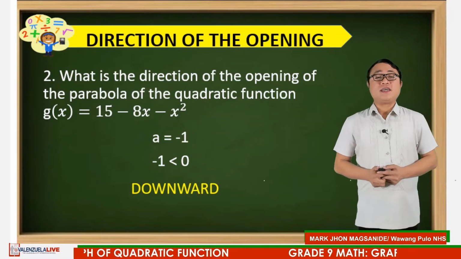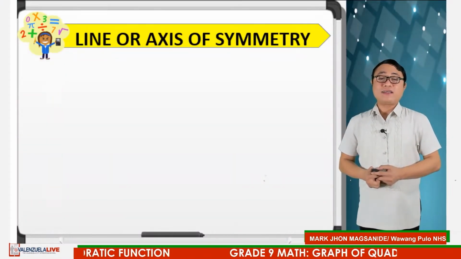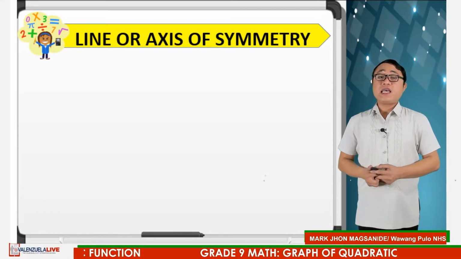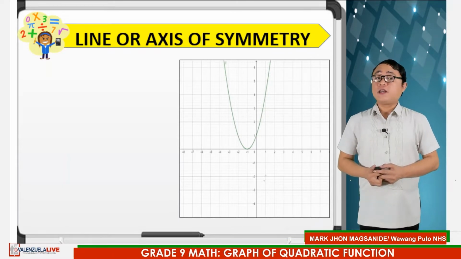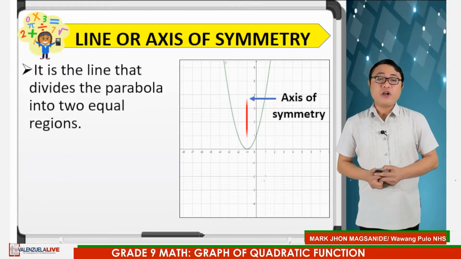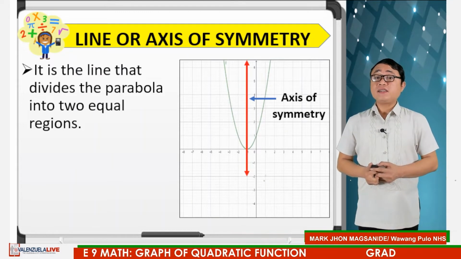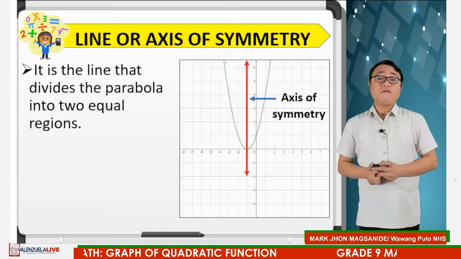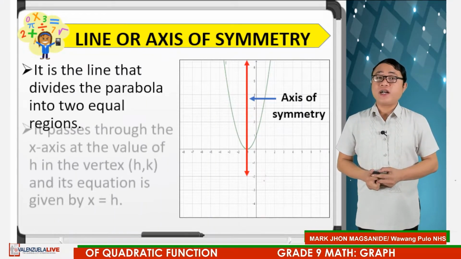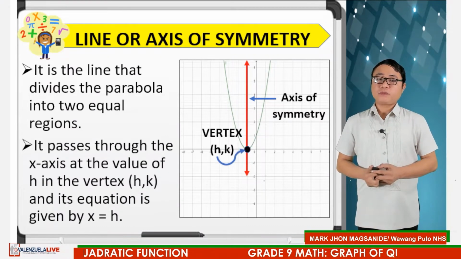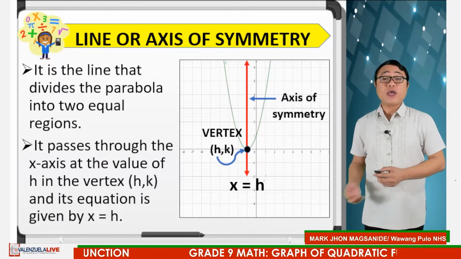Let us proceed to the next property of the parabola, the line or axis of symmetry. In a parabola, it is the line that divides the parabola into two equal regions. It passes through the x-axis at the value of h in the vertex hk. And its equation is given by x is equal to h.